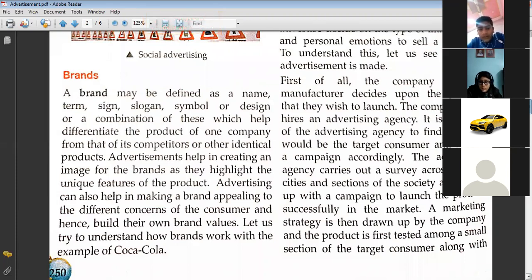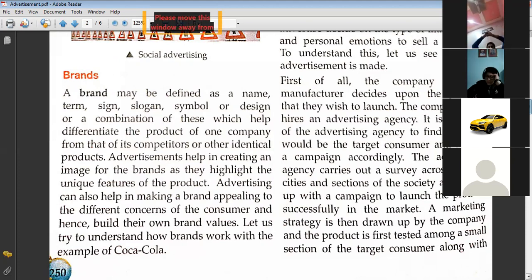Well, I remember once they were launching a new variant of Pantene shampoo, right? So they came to my house and asked, okay, what do you want in your shampoo? More protein, more egg white, more yolk, what kind of shampoo would you like? So they conducted this survey first, and then on the basis of these surveys, they plan the advertisement of the new product. Got it, children? Yes, ma'am. So an agency carries out a survey, and then they come up with a campaign to launch the product successfully in the market, right?